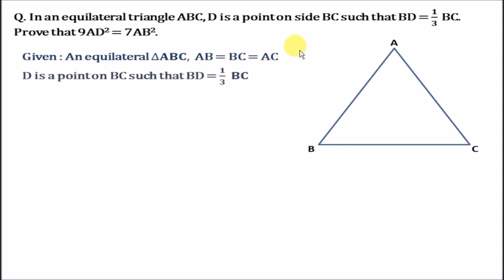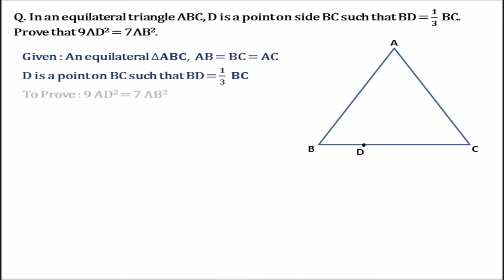It is also given to us that D is a point on side BC such that BD equals 1/3 of BC. So we will take point D on side BC like this, a little bit inclined towards point B as BD is 1/3 of BC. So point D should be inclined more towards point B.